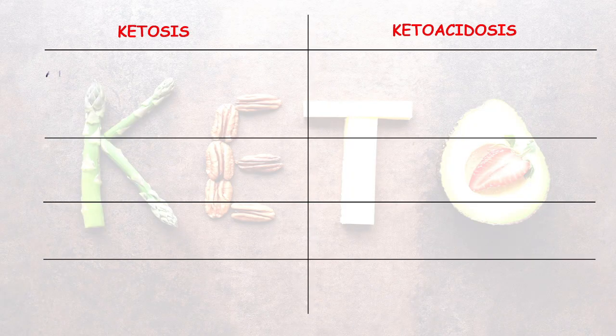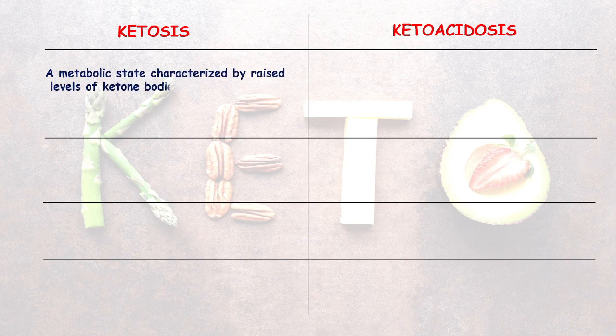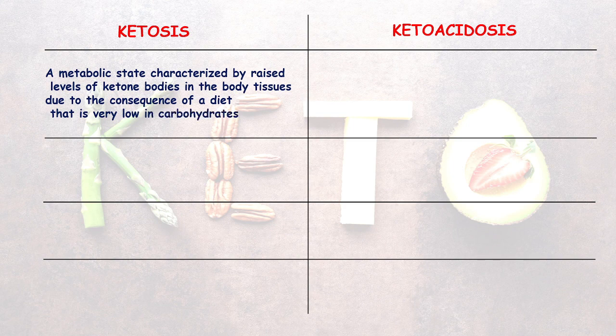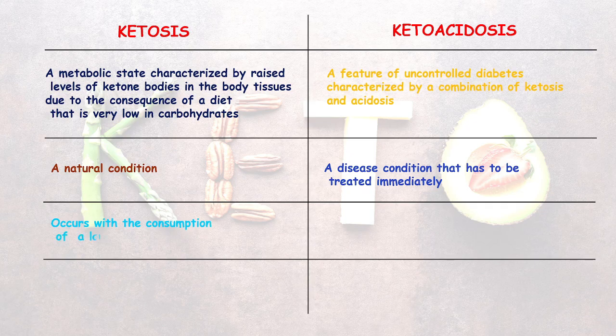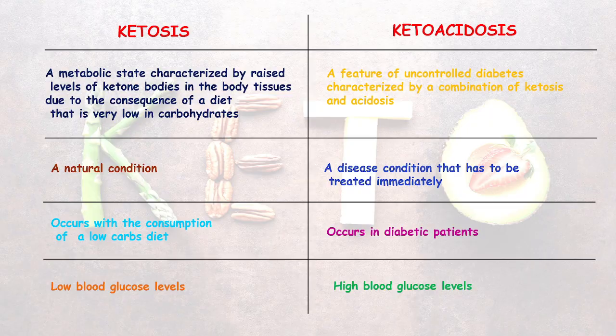Ketosis and ketoacidosis differences. Ketosis is a metabolic state characterized by raised levels of ketone bodies in the body tissues due to a diet that is very low in carbohydrates. Ketoacidosis is a feature of uncontrolled diabetes characterized by a combination of ketosis and acidosis. Ketosis is a natural condition. Ketoacidosis is a disease condition that has to be treated immediately. Ketosis occurs with the consumption of a low-carb diet. Ketoacidosis occurs in diabetic patients. Ketosis means low blood glucose levels. Ketoacidosis means high blood glucose levels.